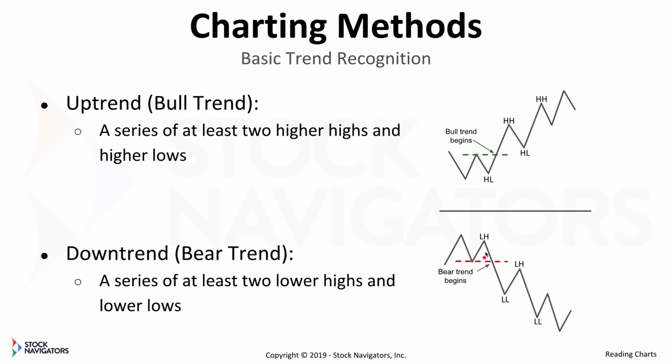And then you need to see, you have the first lower high already, you need to see the first lower low, the second lower high, and then the second lower low. Now, a downtrend is confirmed.